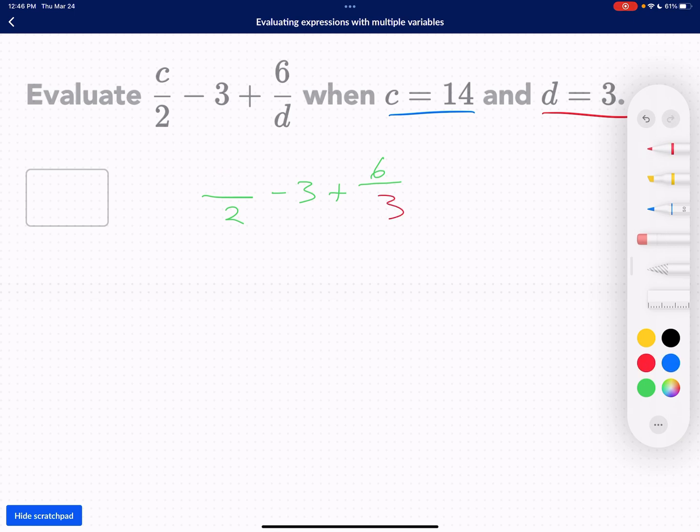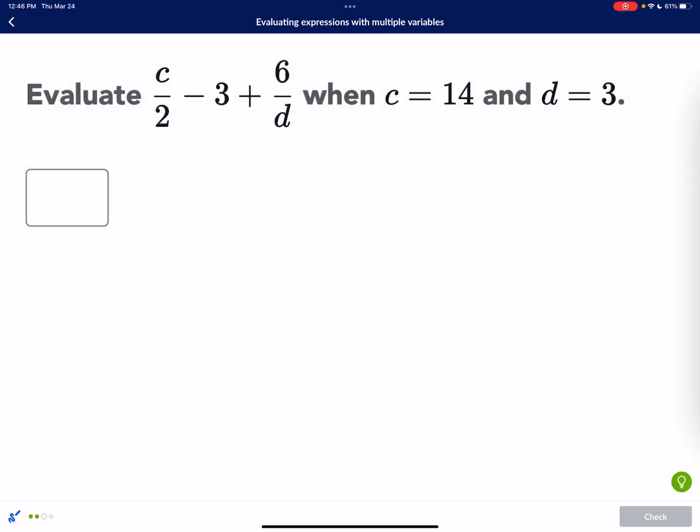Let me color code this a little bit better and actually remember what I'm using for my specific colors. So C was 14, D was 3. I just replaced them. And at the end of the day, I got 7. 14 over 2 is 7, minus 3, plus 6 over 3 is 2. So I got 7 minus 3 is 4. And 4 plus 2 is 6. Unless I made a tiny goof.